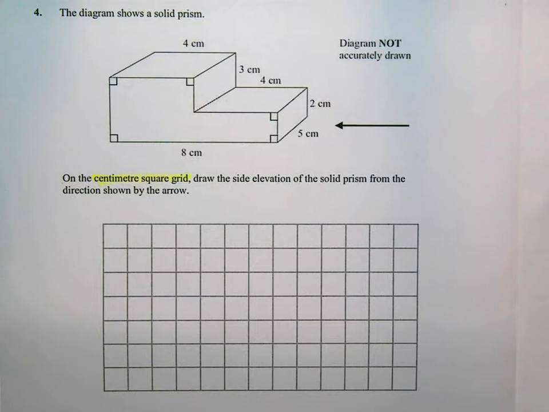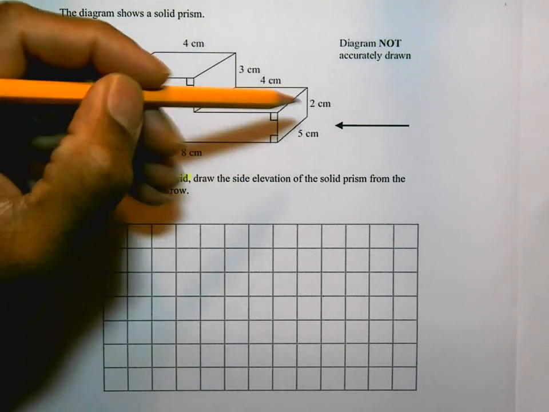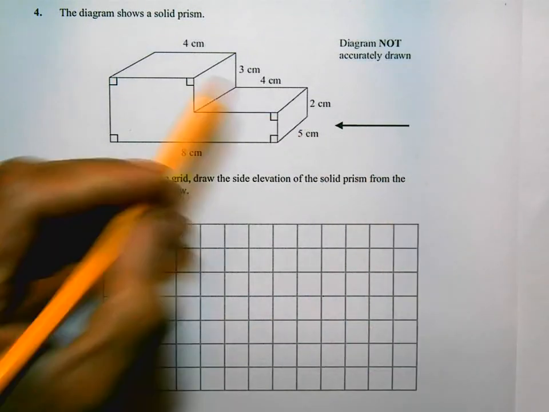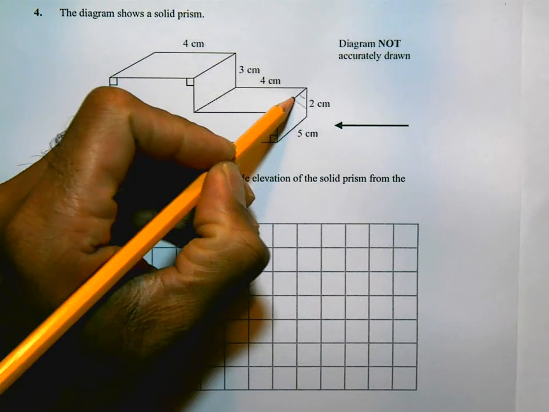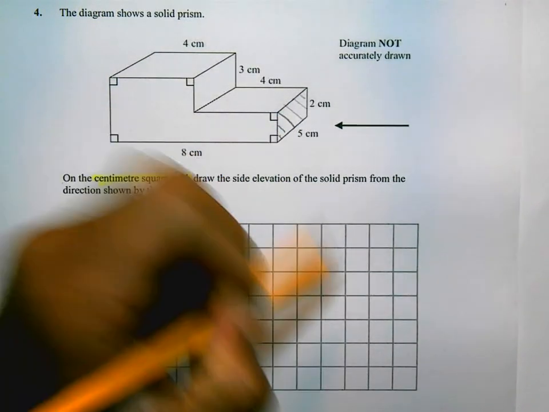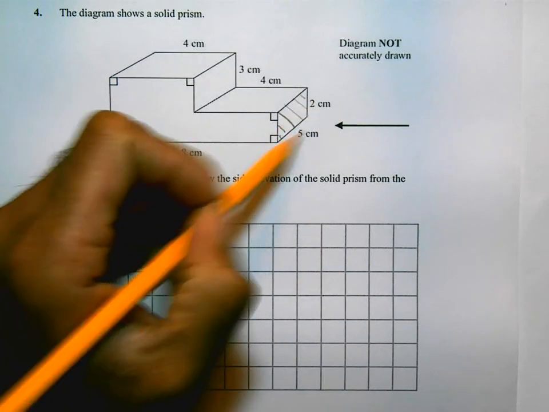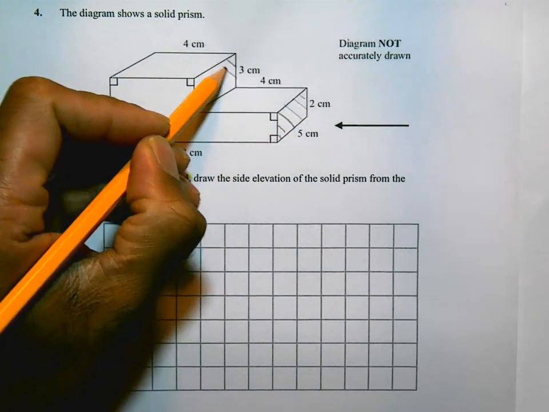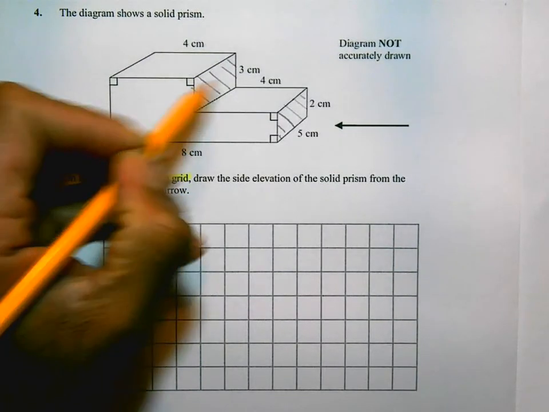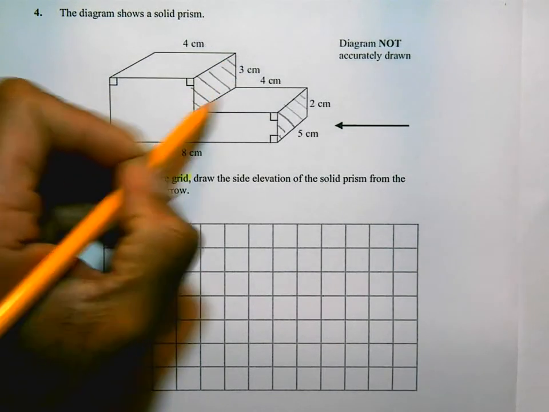Now, one of the things that a lot of people get confused with is, what do they expect you to do? Well, this question wants you to think about, what's this shape going to look like if you were looking at it in the direction of the arrow? So if you were looking at it from the direction of the arrow, you would actually see that face there. You would see a rectangle 2 by 5, and you would see that face there. You would see a rectangle above the previous one, 3, and that distance there is 5.